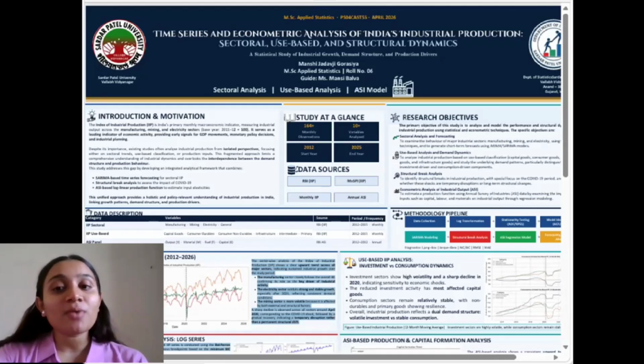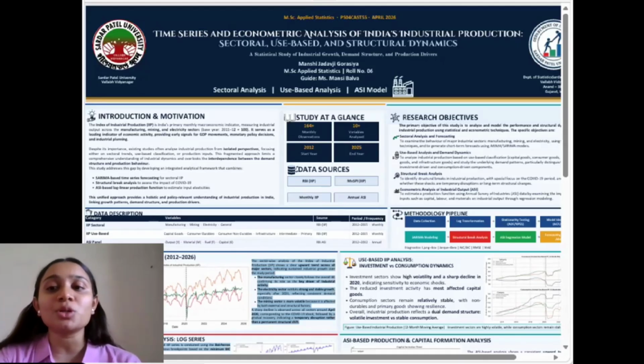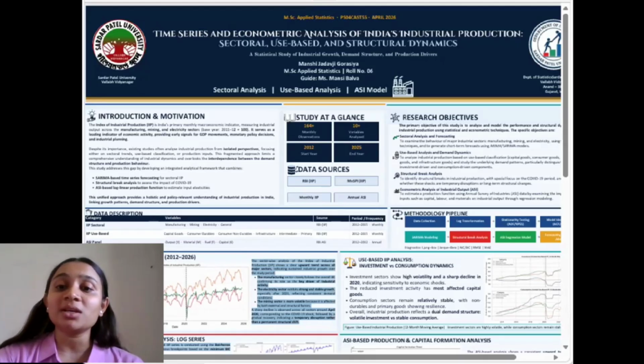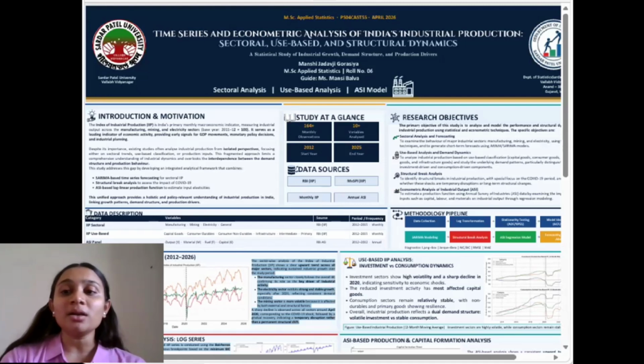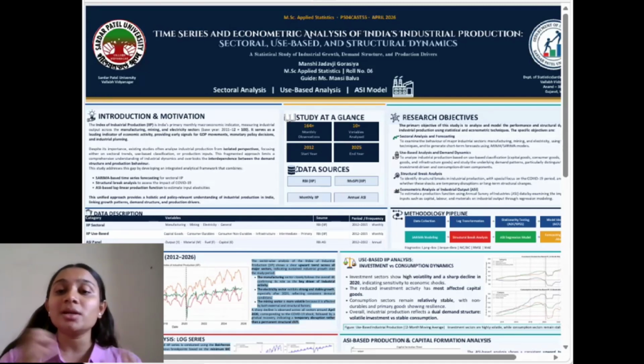Today I am presenting my final year project on time series and econometrics analysis of India's industrial production. The first is the motivation. The Index of Industrial Production (IIP) is one of the most important indicators of economic activity in India. It reflects industrial growth across manufacturing, mining, and electricity, and it is often used as a leading signal for the GDP and policy decisions.